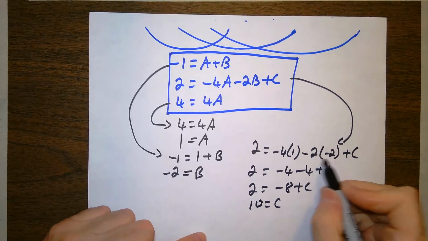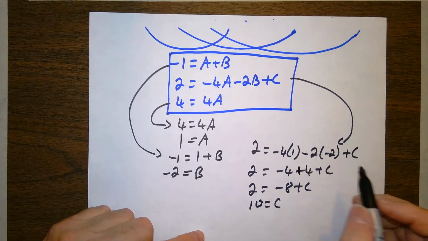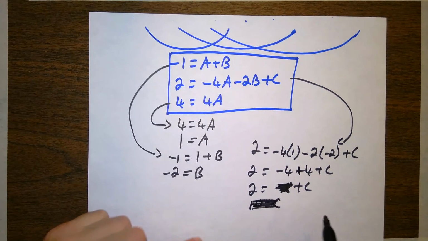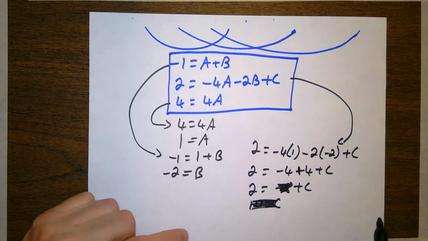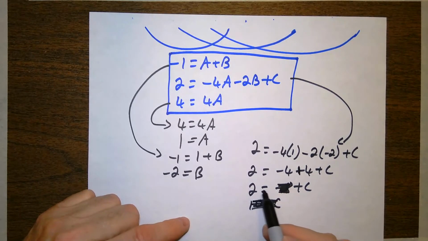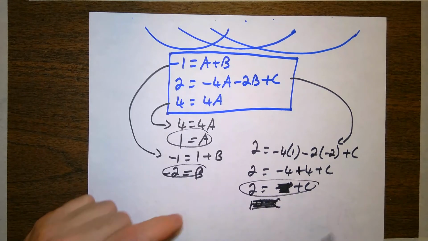Oh, did you catch the mistake? I made a mistake here. Negative 2 times negative 2, that's a positive 4. So that's going to cancel there. And my c, oh, I'm not going to start the video again. I make mistakes along the way. Let's just deal with it. So c is equal to 2. My a is equal to 1, my b is negative 2, and my c is equal to 2.